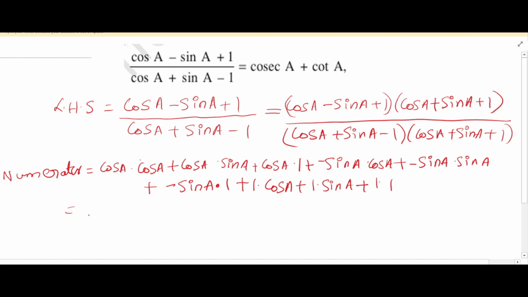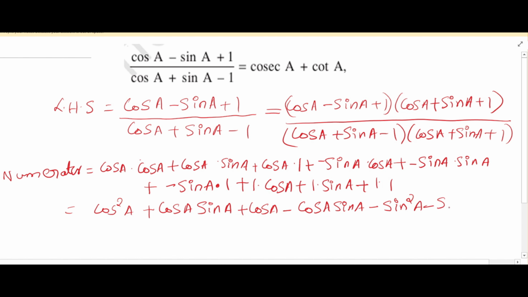So the numerator becomes cos square A plus cos A sin A plus cos A minus cos A sin A minus sin square A minus sin A plus cos A plus sin A plus 1.